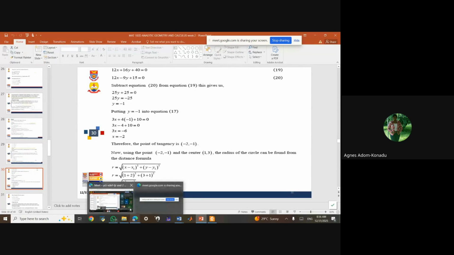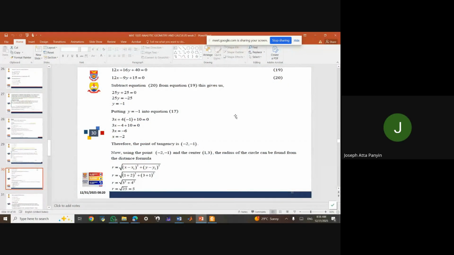Is there a hand up? Okay, Joseph, your hand is up. Madam, in an examination, can you use a calculator without showing working? No. If it is a written exam, then you have to show working. But if it's an objective, then you can just use your calculator.